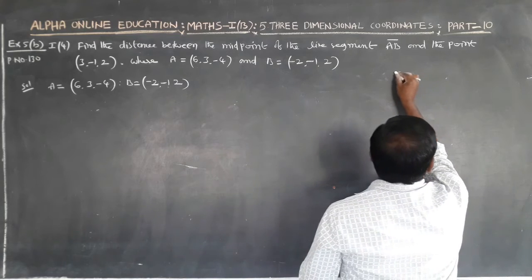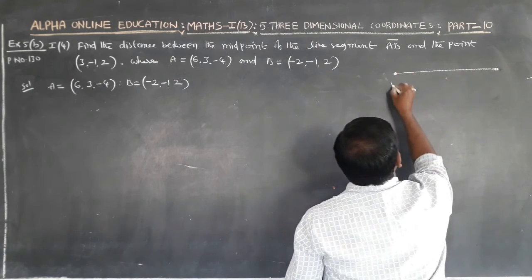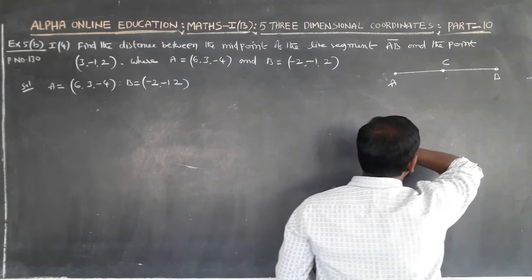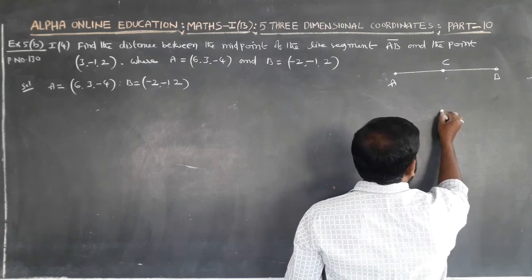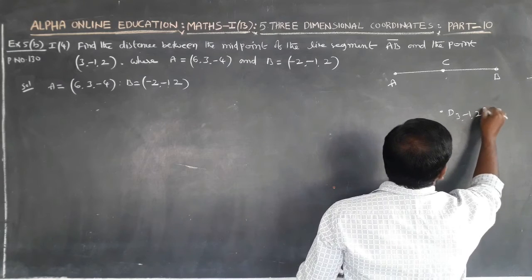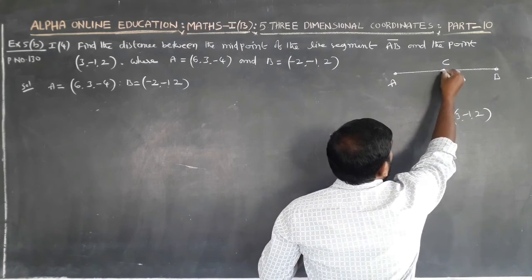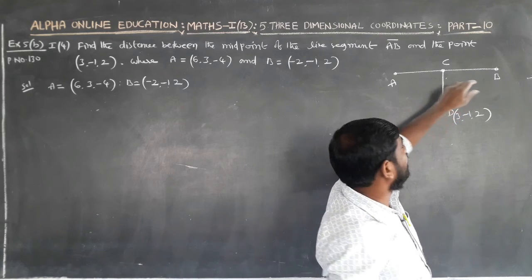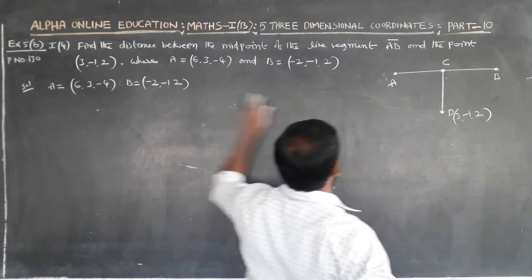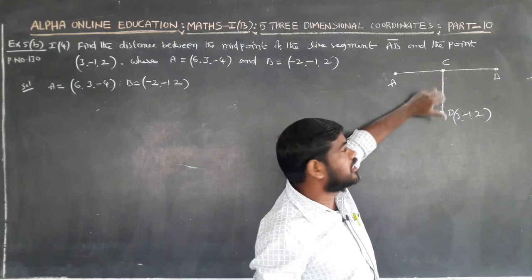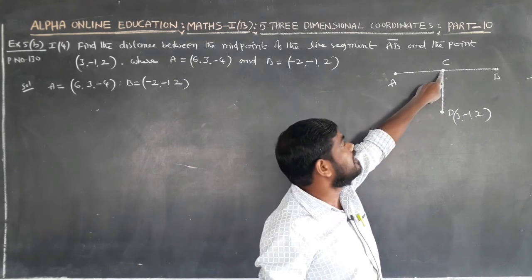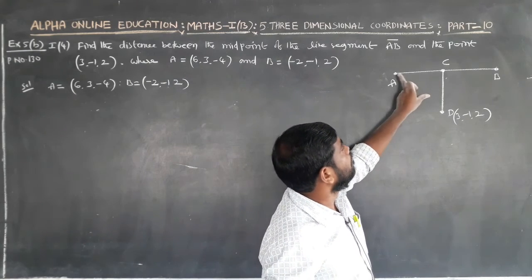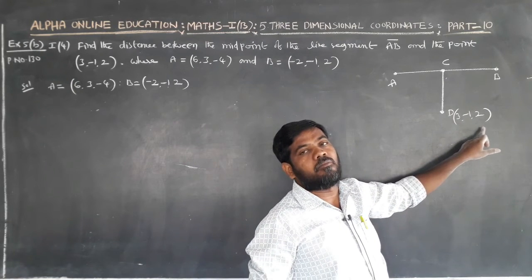Observe it clearly: this is the point A, this is the point B, and this is the midpoint of AB, C. Another point is D, (3, -1, 2). We need to find the distance CD, the distance between the midpoint of AB and the point (3, -1, 2), that is, the distance between the two points C and D.